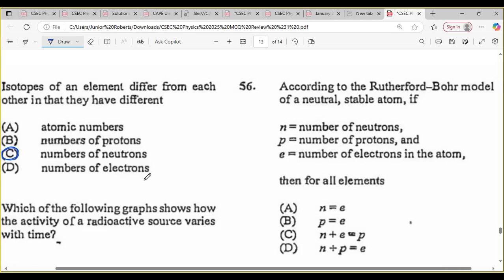56 says, according to the Rutherford-Bohr model of the atom, of a neutral, stable atom, if n is the number of neutrons, p is the number of protons, and e is the number of electrons in the atom, then for all elements, since it is neutral, the number of positive protons must equal the number of negative electrons. So P must be equal to E. So 56 would be B.